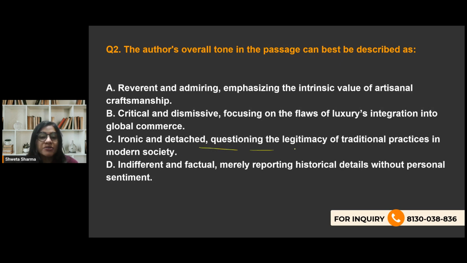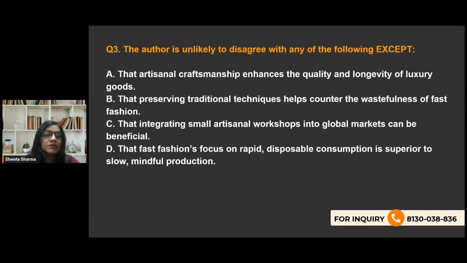Ironic, detached, questioning the legitimacy, whether it's even legitimate traditional practices? Not really. Indifferent and factual, merely reporting historical details without personal sentiment? Not really considerable. So answer should be reverent and admiring, emphasizing the intrinsic value of craftsmanship. Okay, answer is A. Let's have a look at the next question very quickly.